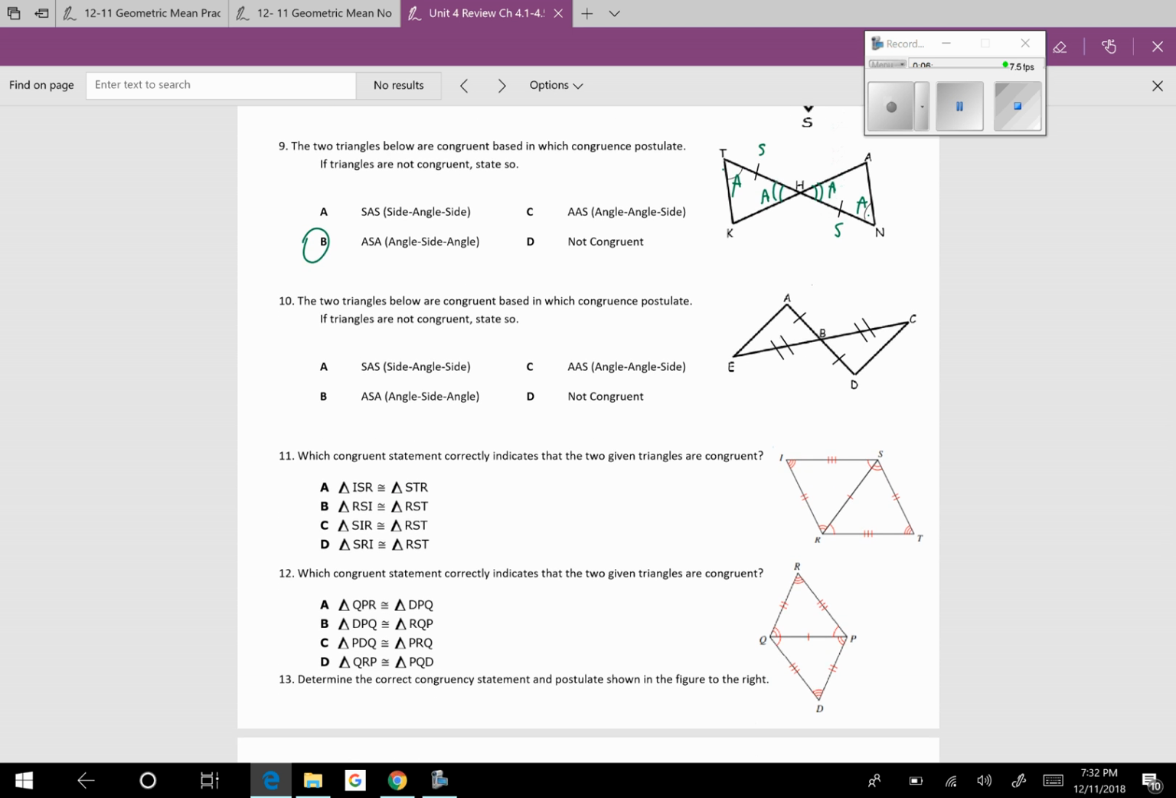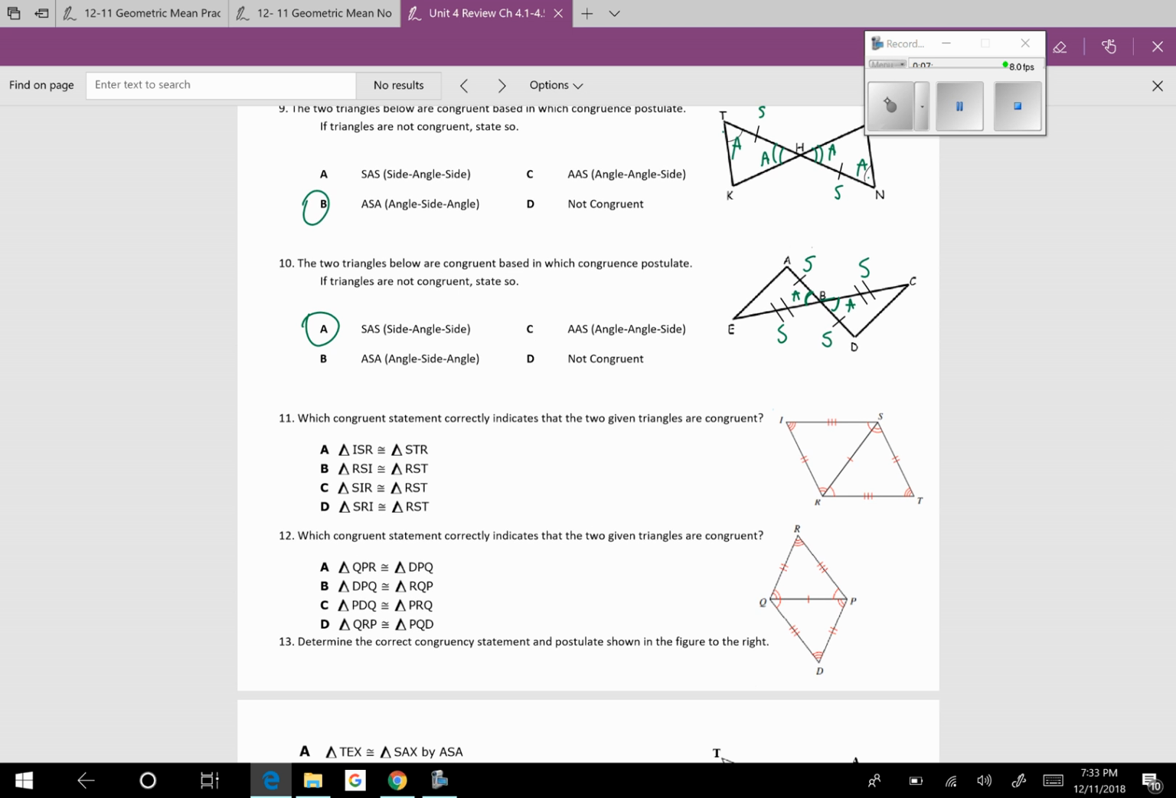All right, number 10, it says the two triangles below are congruent based on which congruent postulate? So right away, we have these two sides are congruent. These two sides are also congruent. And then we have these vertical angles here in the middle. So we have an angle and an angle. So we have side, angle, side, side, angle, side. So like the angle is between the two sides. So it is side, angle, side. And the reason why it's side, angle, side is because the angle is at the corner where the two sides meet.